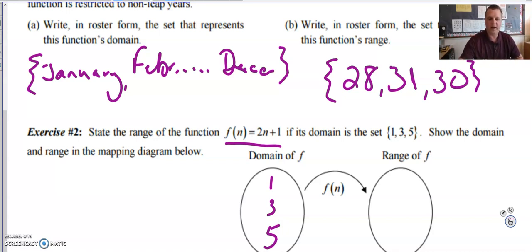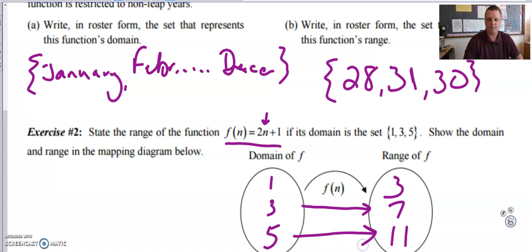The range would be the output. So we need to put the 1, the 3, and the 5 in for the n. 2 times 1, which is 2, plus 1 is 3. So there's the output. When I put 3 in, I get 7. When I put 5 in, 5 times 2 is 10, plus 1 is 11. So that is the range. When I input 3, I get 7. When I input 5, I get 11. And that's showing the domain and range, and that's it. Perfect.